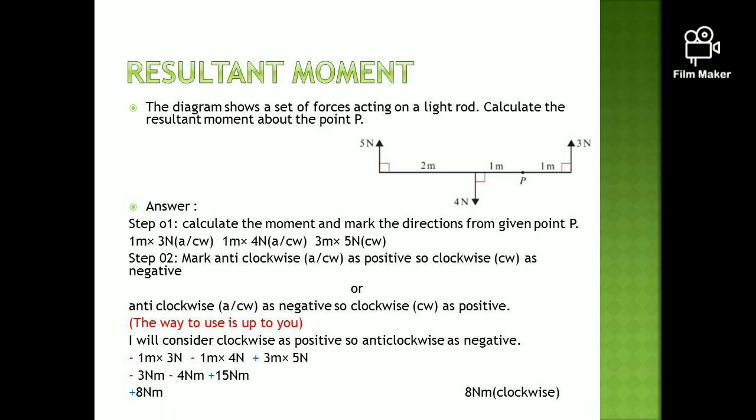Now the first one is anticlockwise. Therefore I'll put a minus in front of that figure. The second one is also anticlockwise, so you have to put minus. The last one is clockwise. Therefore I'll put plus for that. Then I will obtain the answers minus 3, minus 4 and plus 15.